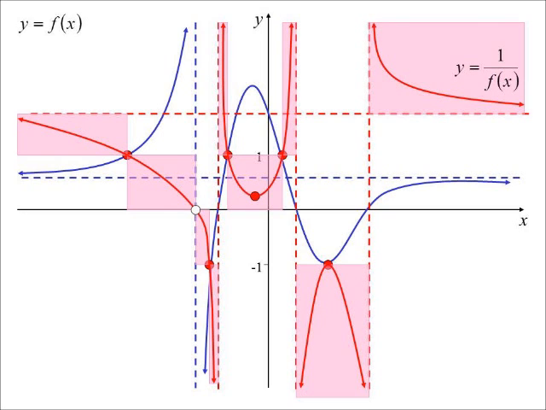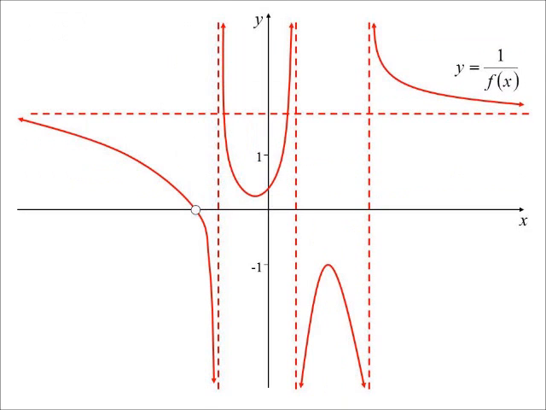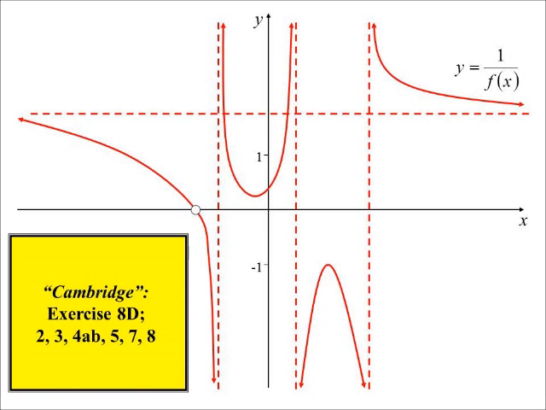There we go. There's our new graph. So the stationary point remained. Let's just get rid of the shading and everything. Oh, there we go. What a lovely graph. y equals 1 over function x. Okay, so that's reciprocal graphs.